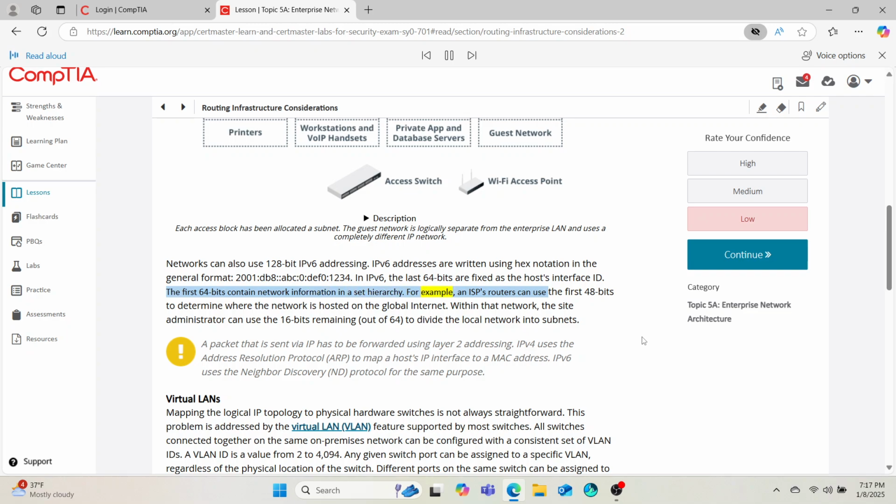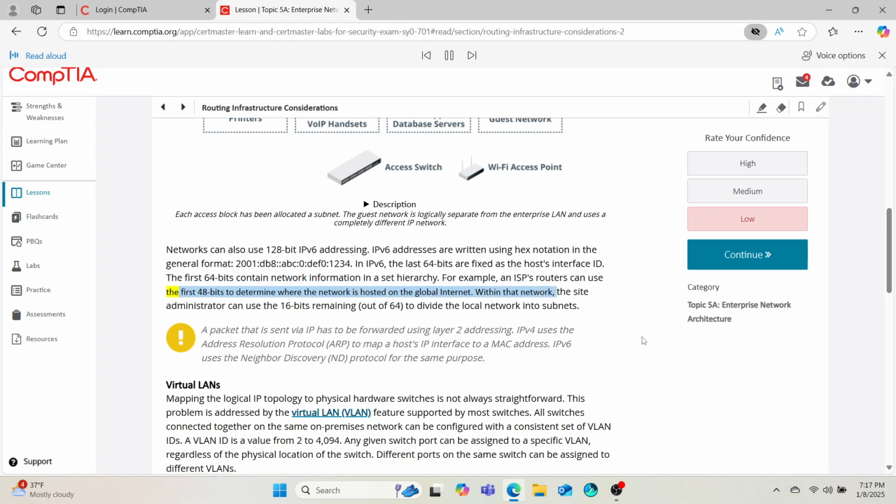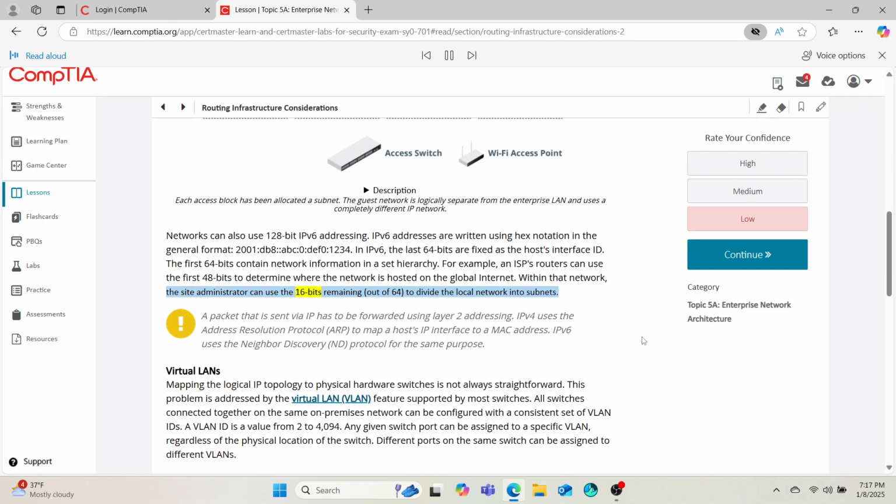For example, an ISP's routers can use the first 48 bits to determine where the network is hosted on the global internet. Within that network, the site administrator can use the 16 bits remaining out of 64 to divide the local network into subnets. A packet that is sent via IP has to be forwarded using layer 2 addressing.